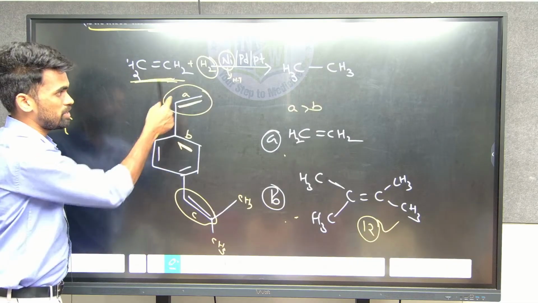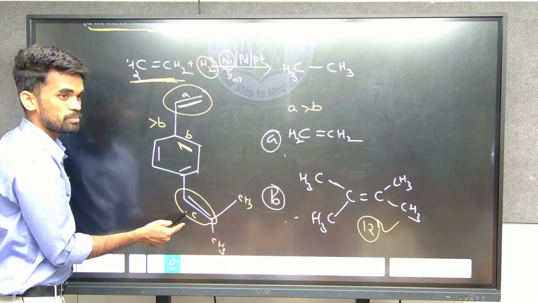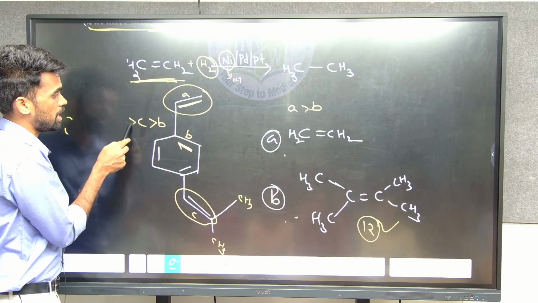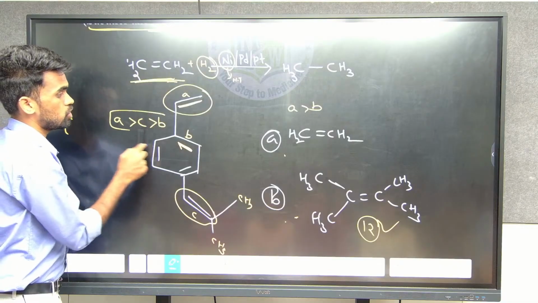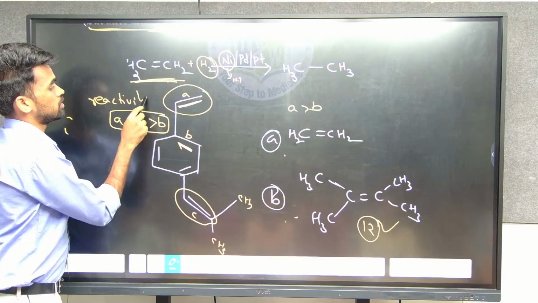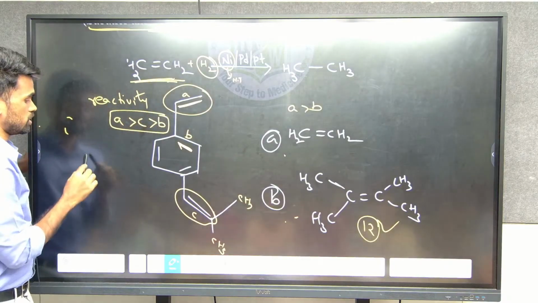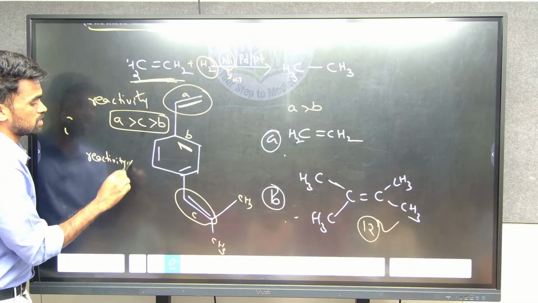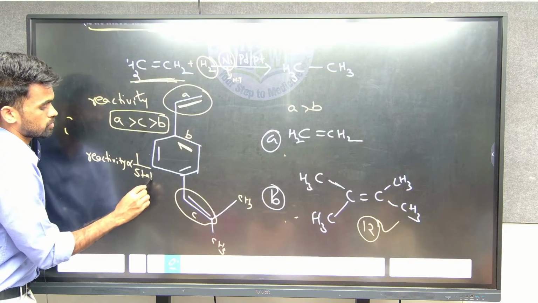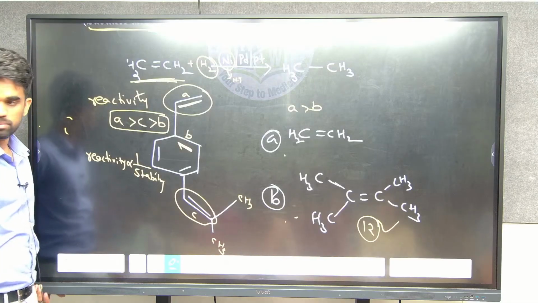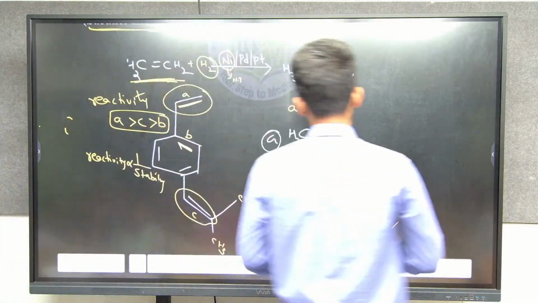Out of A and C, which is more stable? C is more stable, means it should be less reactive. It means first B, next C, highly reactive is A. Do you get what I am asking? Reactivity or hydrogenation, so I can simply give a relation. Reactivity is inversely proportional to stability. More stable alkene, less reactive. Next.